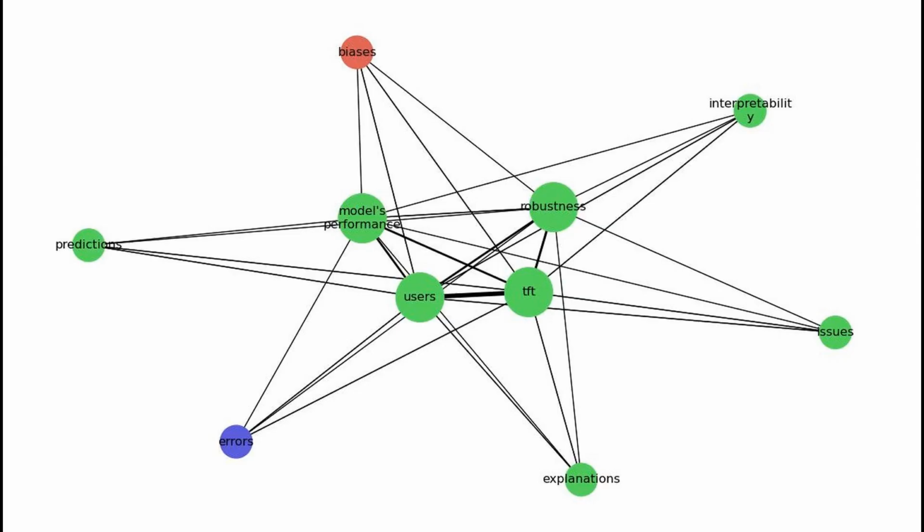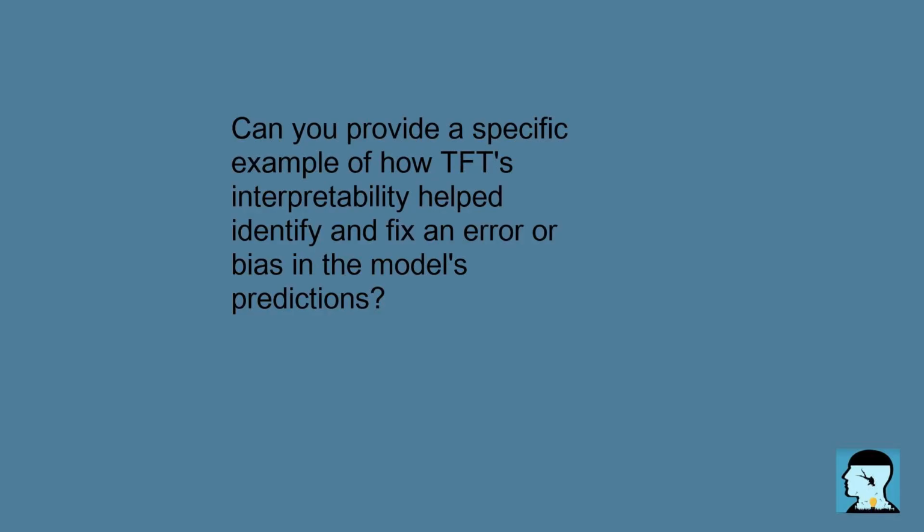The interpretability of TFT helps in debugging the model and improving its overall robustness. By providing explanations for the predictions, TFT allows users to understand the model's decision-making process and identify potential errors or biases. This can help in identifying and fixing issues that may affect the model's performance, leading to a more robust and reliable model. Thank you for clarifying that. Can you provide a specific example of how TFT's interpretability helped identify and fix an error or bias in the model's predictions?